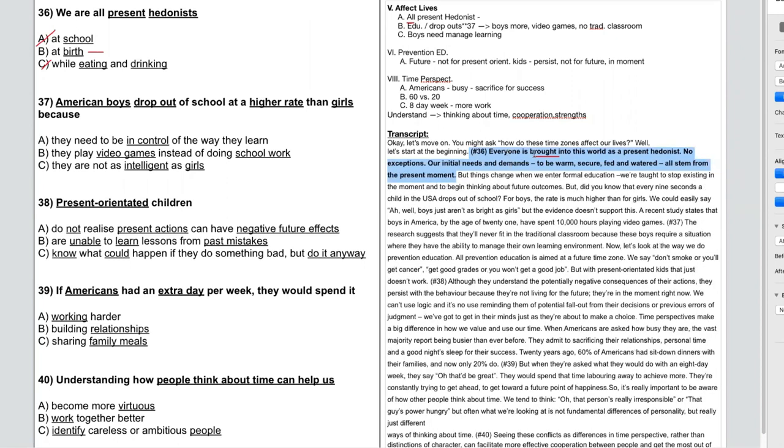So it says, everyone is brought into this world as a present hedonist, no exceptions. This right here could tell me that B is the correct answer because not everybody goes to school. So that would be an exception. If you say only people who go to school are present hedonists, that really doesn't make sense. So I could eliminate A. And also, if we keep listening on, it says our initial needs and demands, warm, secure, fed, and watered. These are all things that have to do with being born, being a baby. And so B would be the correct answer here.